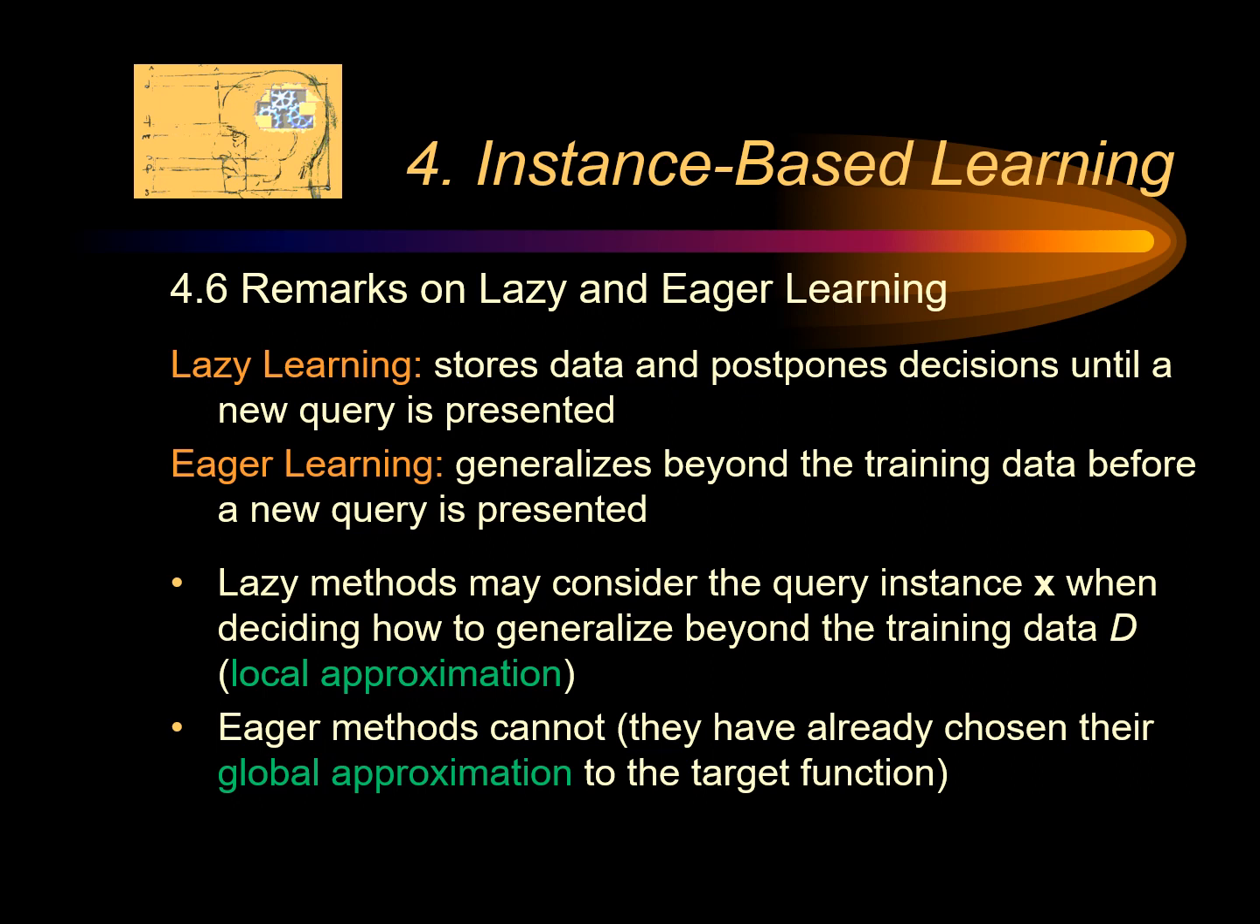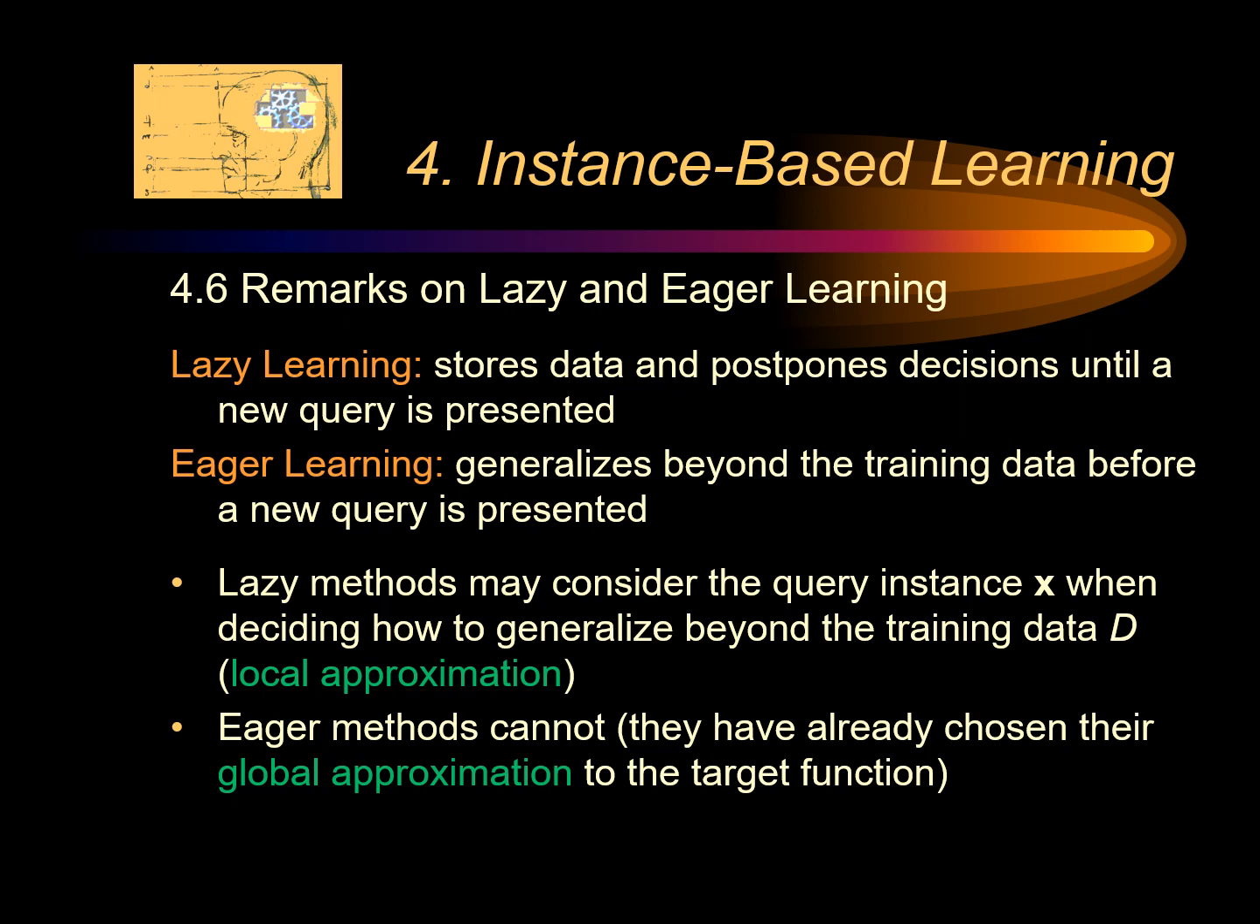One is lazy learning and another is eager learning. So you should know what is what. Lazy learning is nothing but it stores data and postpones the decision until a new query is presented. Even though it takes some analysis, it will store the data, but it won't take the decision immediately. Until a new query is presented, it will postpone the decision. That is why it is lazy learning. Whereas eager learning generalizes beyond the training data before a new query is presented. That is the difference.